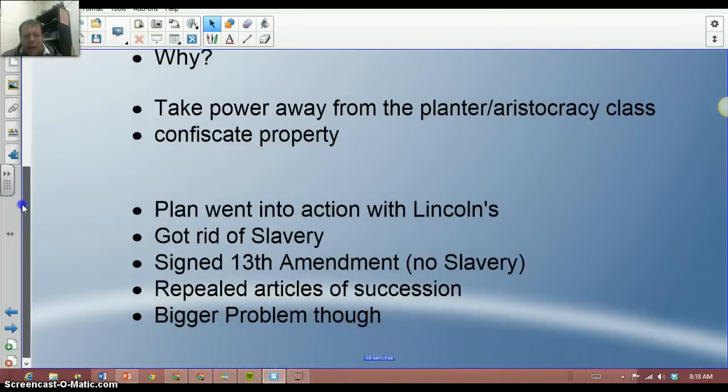And his plan kind of went into action along with Lincoln's. They made sure slavery was gone. They passed the 13th Amendment, which will be on a quiz at some point, guys, making sure that slavery was gone forever. They repealed the Articles of Secession, so all the states that had said we're leaving got rid of those articles and became part of the country again. But there were still bigger problems going on in the Union at this time.